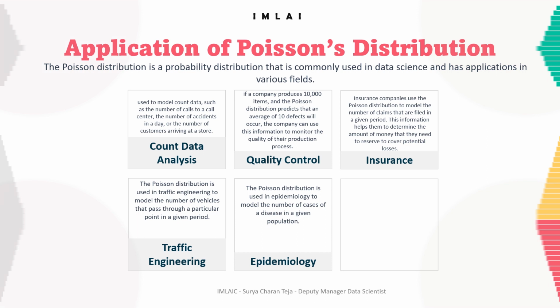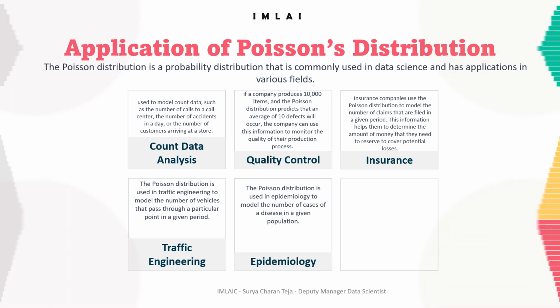And epidemiology. So the Poisson distribution is used in epidemiology to model the number of cases of a disease in a given population. So this information is used to predict the spread of diseases and develop effective disease control strategies. So in summary, the Poisson distribution is a versatile probability distribution that has a wide range of applications in data science and other fields, but we are worried only about the data science. So now let's look into one example in detail.